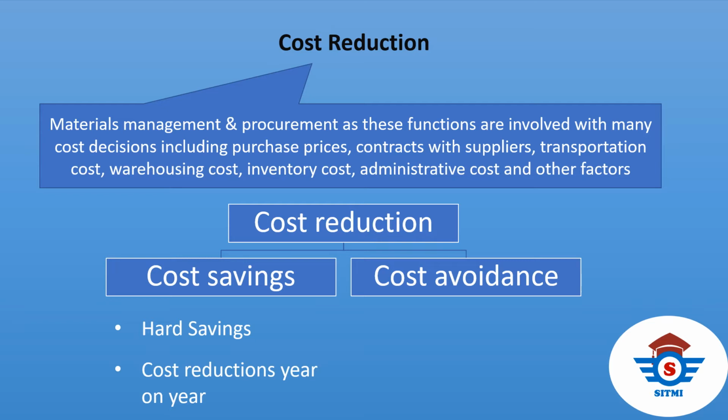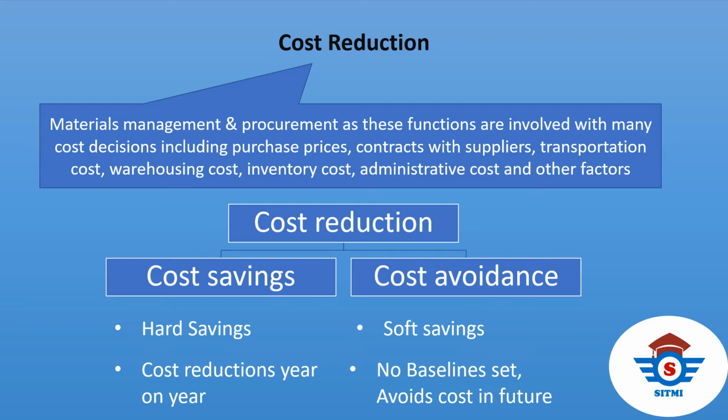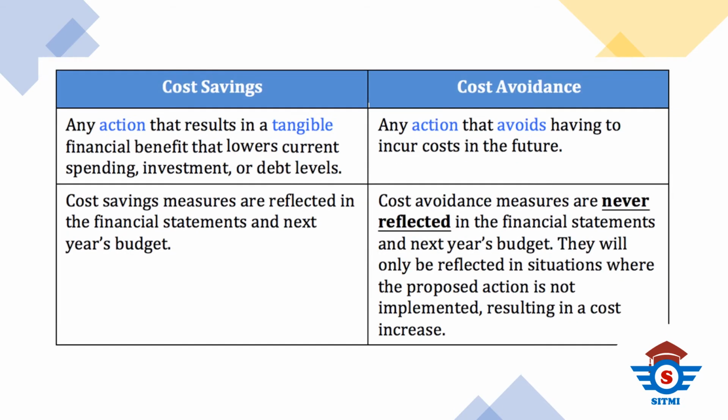On the other side, the second measurement is cost avoidance, which is a potential cost reduction impact for the future, where generally there is no baseline set, and cost avoidance is also sometimes referred to as soft savings. So let's see some basic differences between the two. We already saw that cost saving is any action that results in a tangible financial benefit that lowers current spending, investment, or debt levels. On the other side, cost avoidance is any action that avoids having to incur costs in the future.